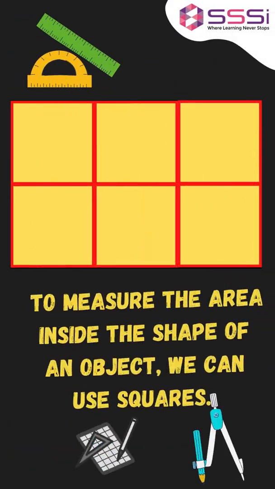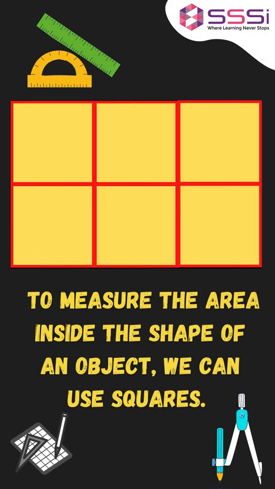To measure the area inside the shape of an object, we can use squares. So for example, if I want to know the area of a shape, I will put square tiles inside the whole area of the object to figure out the total area. Therefore, the area of the shape is 6 square units.